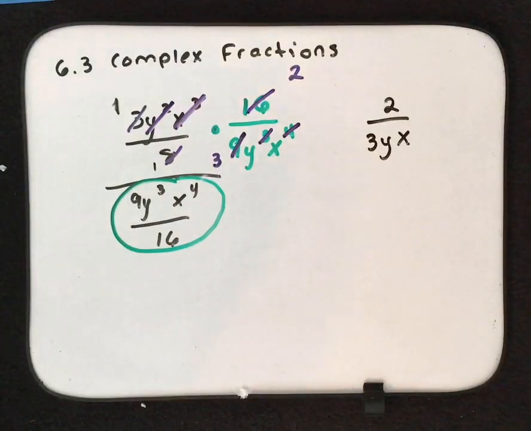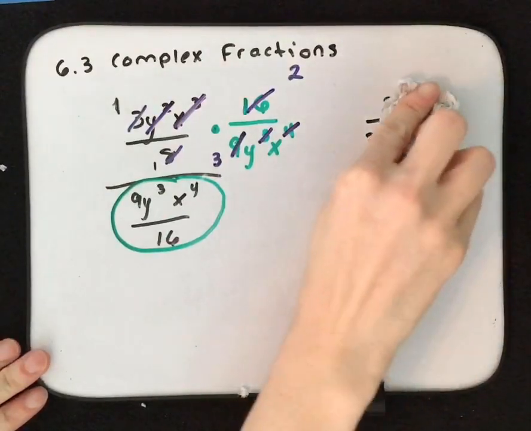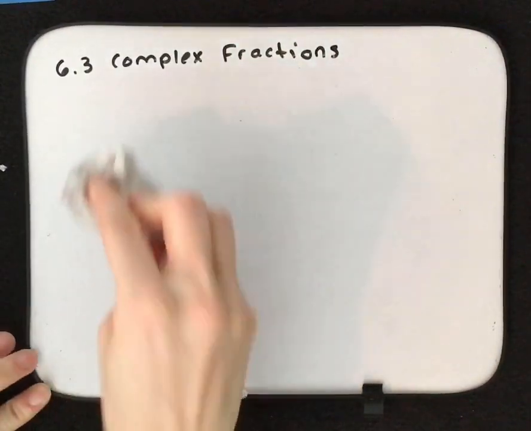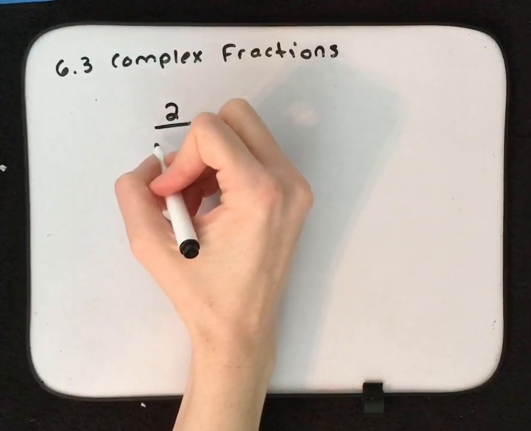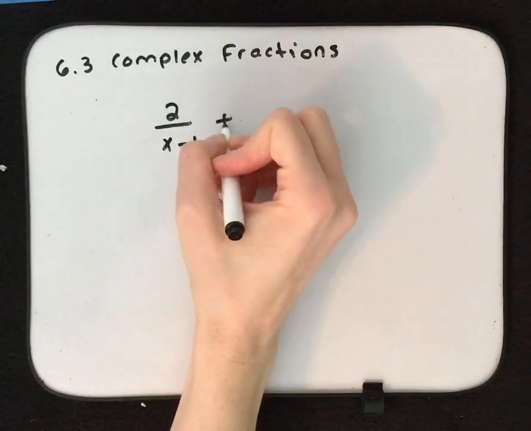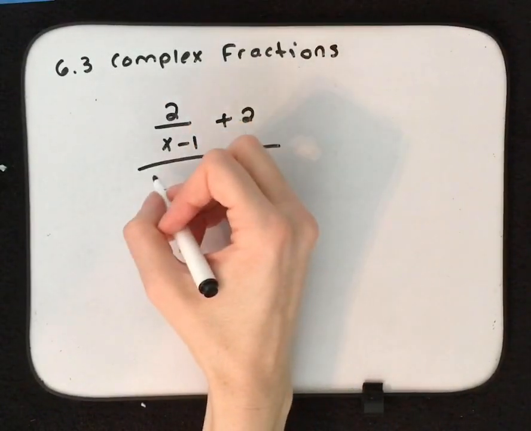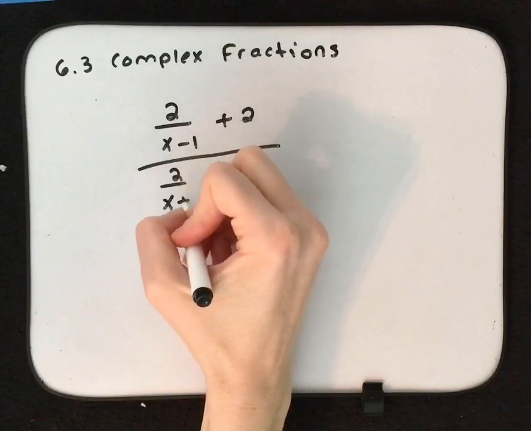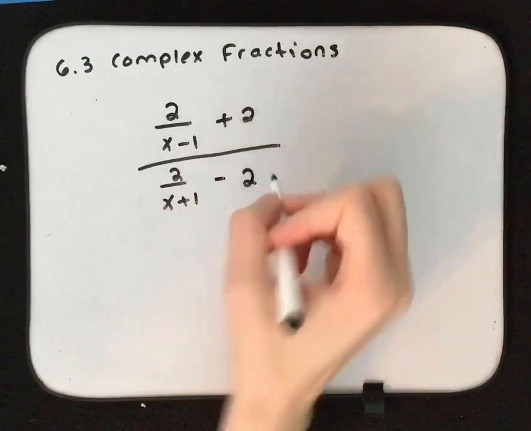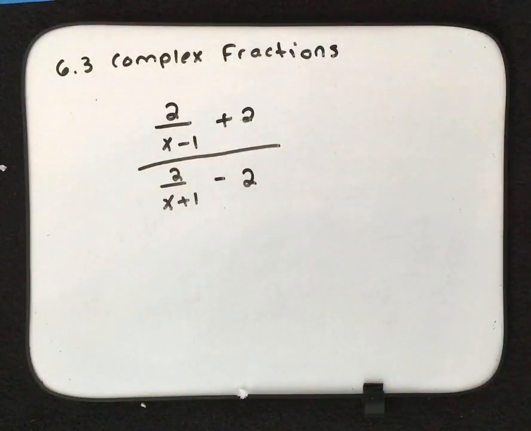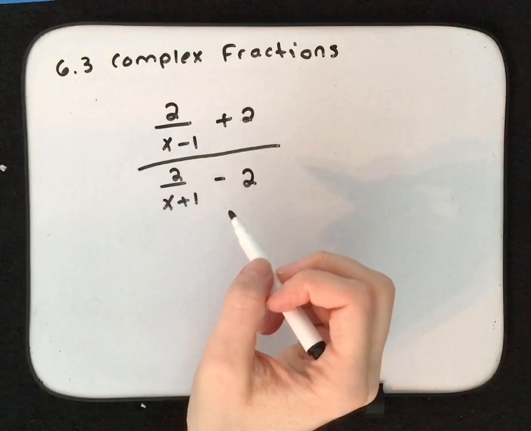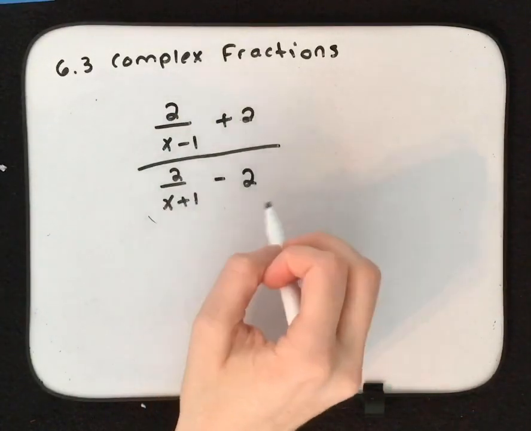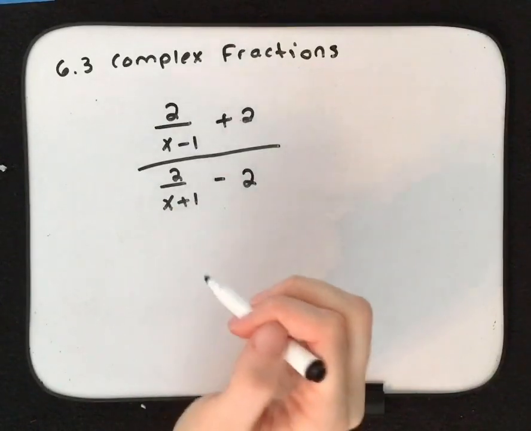Let's try again. There we go. Now in the last couple examples, we had just one piece in the denominator. There was not any addition or subtraction. Now we have some subtraction here. So before we can do our flip and multiply step, we need to clean this bottom up so that there is just one piece, so it's just one fraction.